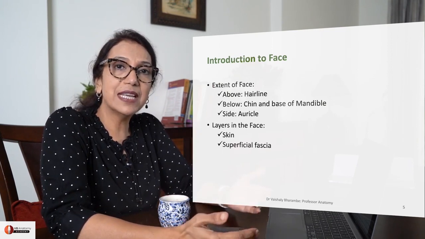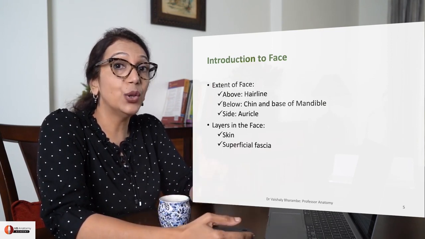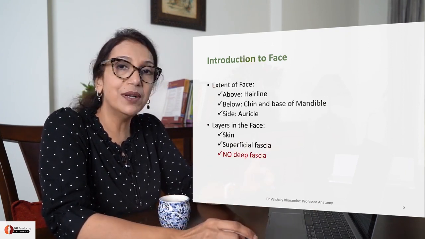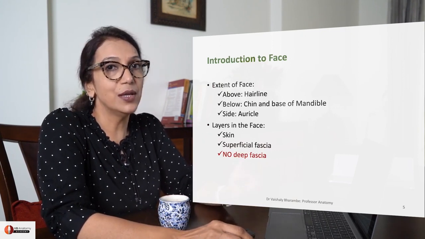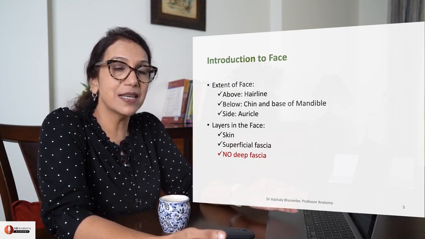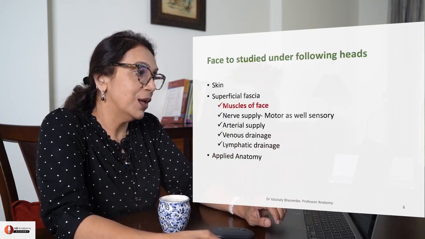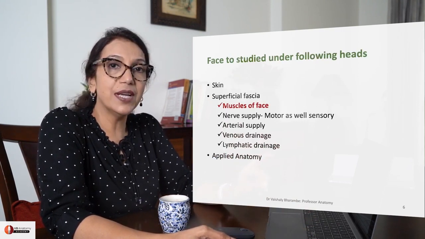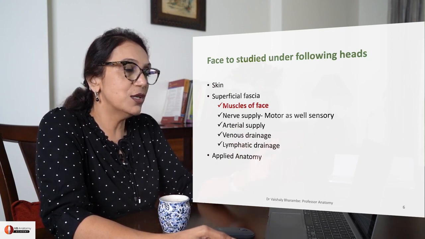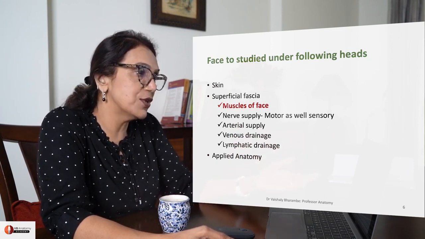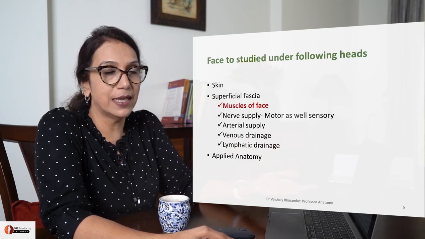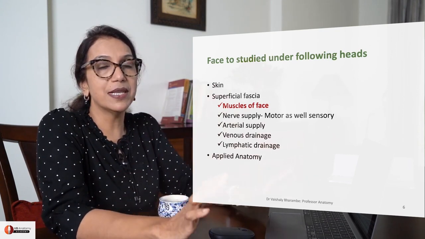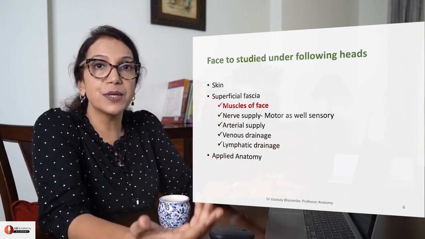The face consists of skin and superficial fascia. Note, it contains no deep fascia. Now this is a very important finding. There is no deep fascia in your face. The rest of the body, as you know, does contain deep fascia. So what are we going to cover today? We are going to cover the skin and superficial fascia, including the muscles of the face. The superficial fascia also contains nerves, arteries, veins, lymphatics, which will be covered in another topic along with the applied anatomy. Today we are concentrating only on muscles of facial expression and what expression they bring about.